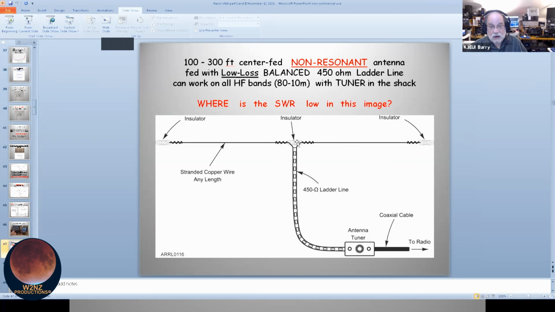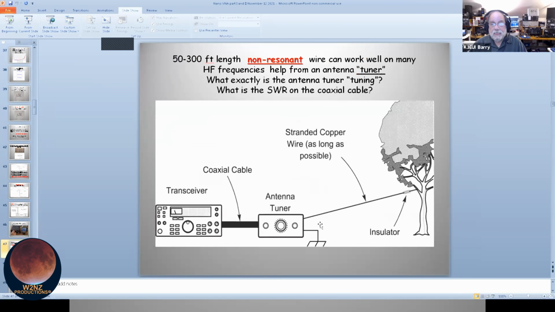Meanwhile, what's happening out here? Where this feed line attaches to the antennas, is the SWR adjusted there? No. Have you made it any better anywhere along the line? No. You've only done one thing. You've made the coax cable have an SWR of 1:1. So now your radio can deliver its full 100 watts. It's a little more complicated than that, but you get the idea.